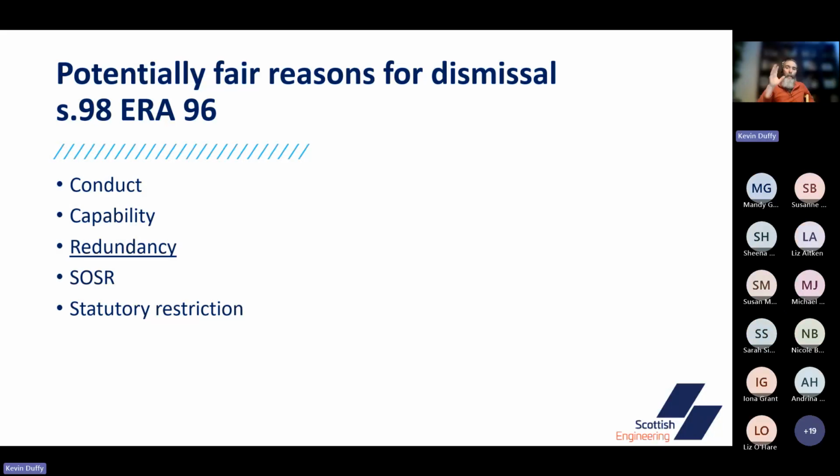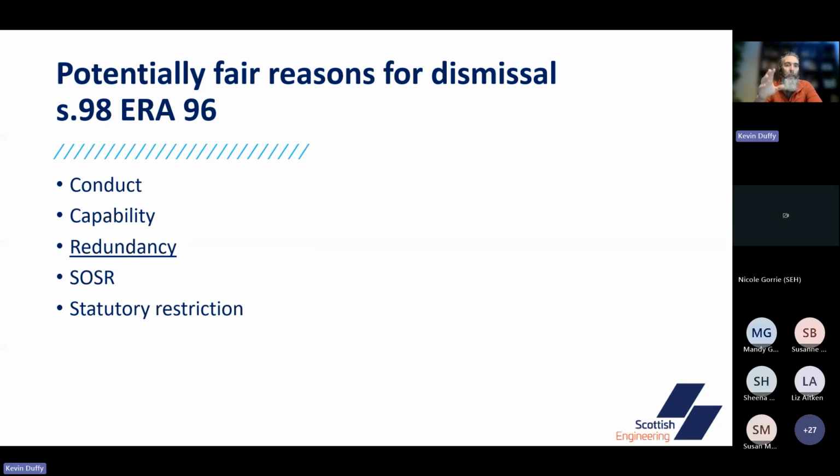But ultimately, it can be fair so long as you thereafter follow the correct process in making that person redundant. And that's that process I'm going to discuss today in today's briefing. So things that are going to be involved with conduct or capability, or SOSR, otherwise known as some other substantial reason, or statutory restriction, we'll touch on them very, very slightly, but today it's going to be redundancy we're concentrating on.